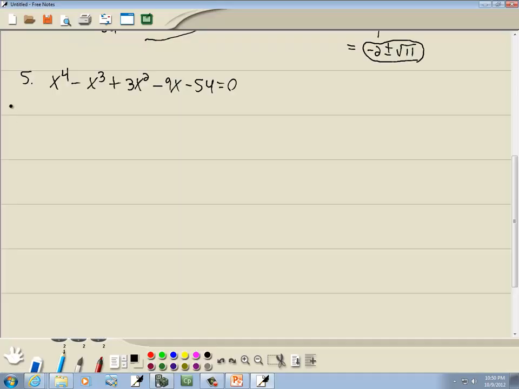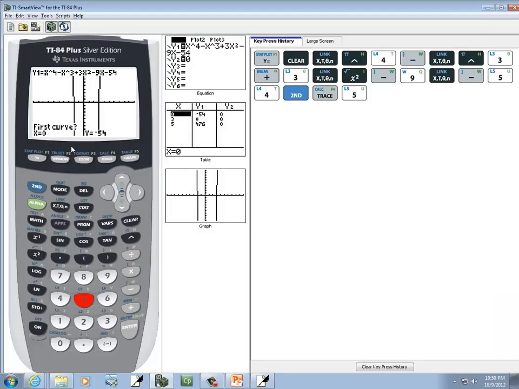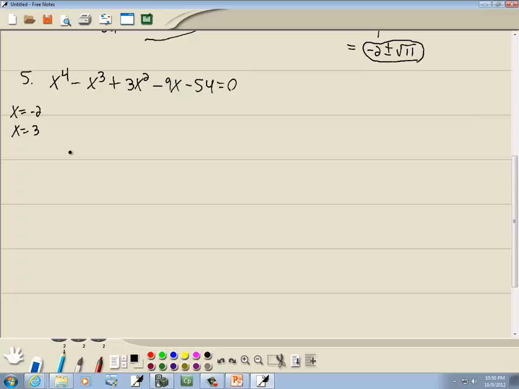So let me just kind of write these down here. Negative 2 and 3. I'm not going to go through the steps to actually verify those. You could: enter on first curve, enter on second curve, put negative 2 in for the guess. And I'm going to show you why here. Since it's so obvious, I'm going to plug these into synthetic division.